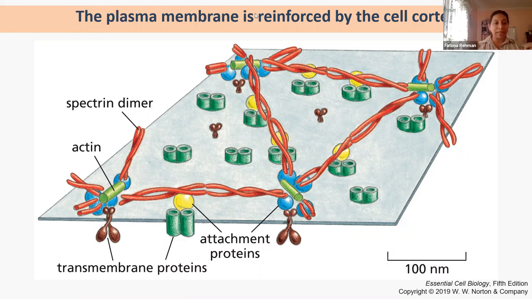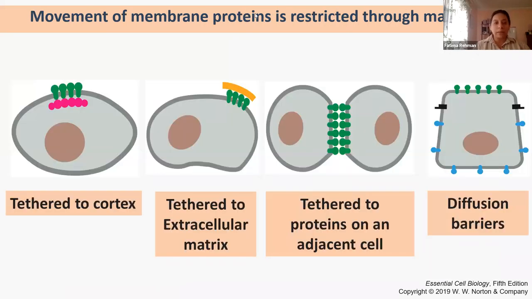These two work together to create a network or a mesh around the membrane so that the structure remains intact. It's kind of like a little cage around it to keep everything the way it is. So it still allows movement of proteins through that membrane space, but it reduces how much they can move and how far they can go. Another thing that can allow movement of proteins to be restricted is presence of specific types of junctions or specific types of attachment points between cells that are adjacent to each other.